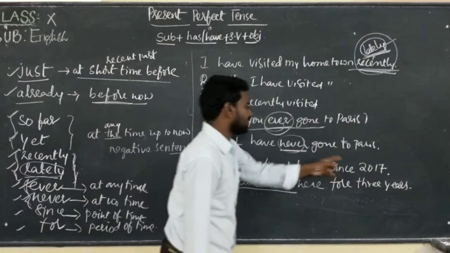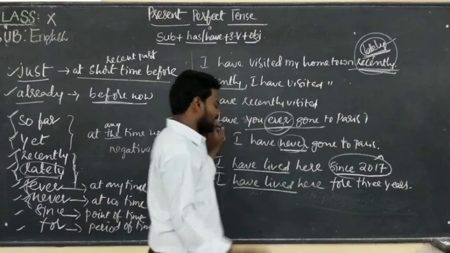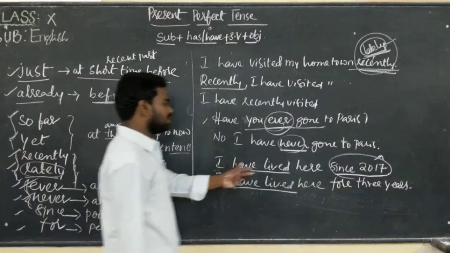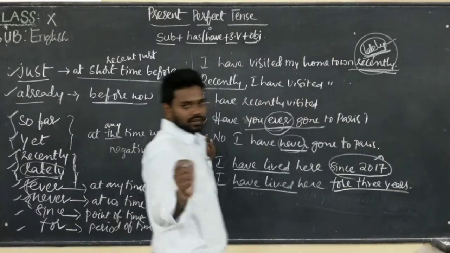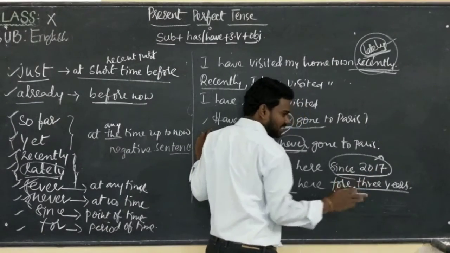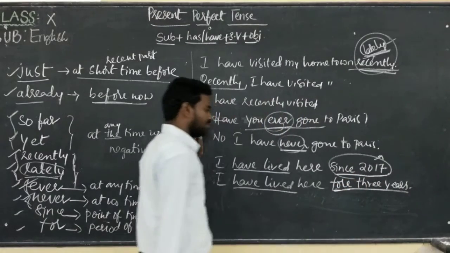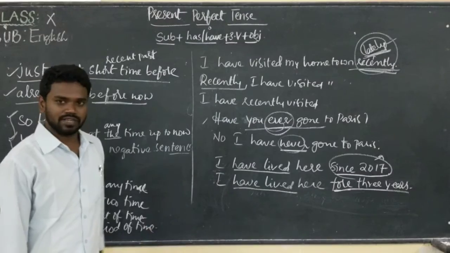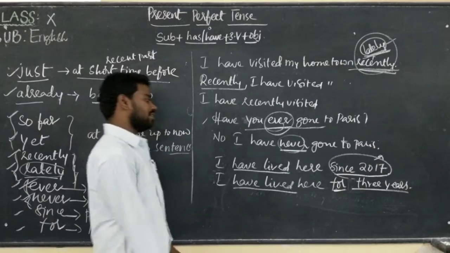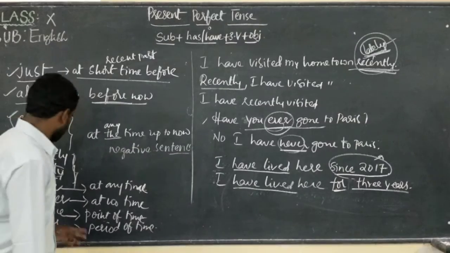So I have lived here since 2010. Since 2010 is an exact year. Exact means point of time. I have lived here for 3 years. It's a period of time. So how many years? 3 years, right? So 2017, 18, 19, 20, right? 3 years I have been living here. I have lived here for 3 years, right? So this can be said.